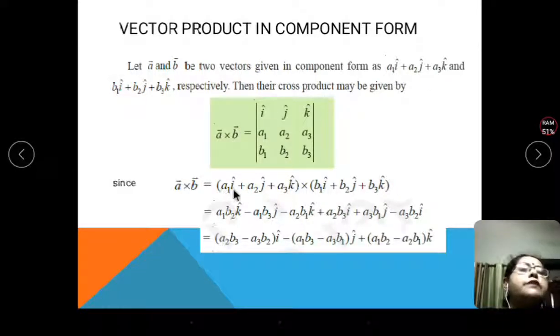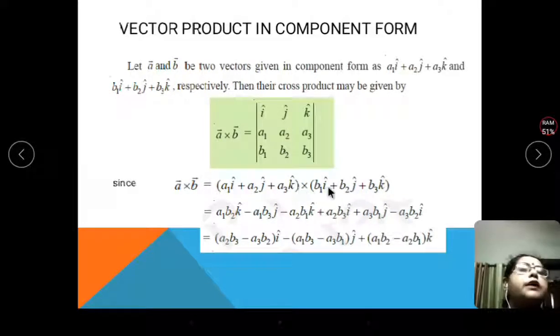So if we take this A1i from the first bracket, and we multiply with the first term in the second expression, B1i, we will get A1 B1 i cross i. But what is i cross i? You remember from our one or two previous slides, i cross i was 0. So this term vanishes.